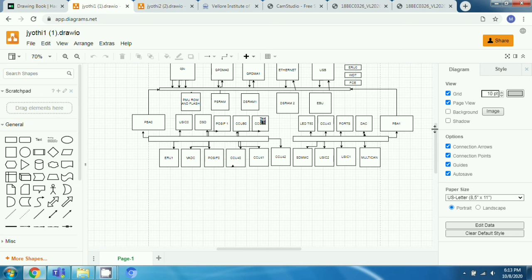So the control by peripherals, it has input and output path where it uses a pad driver.